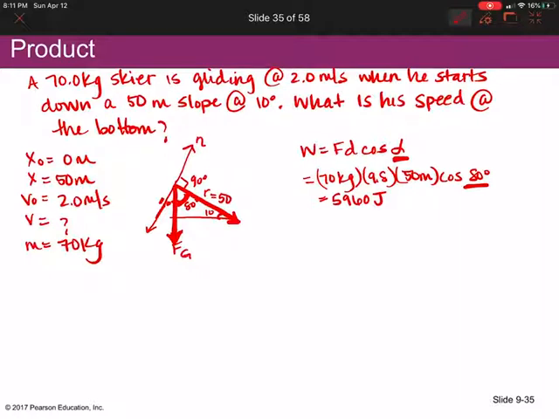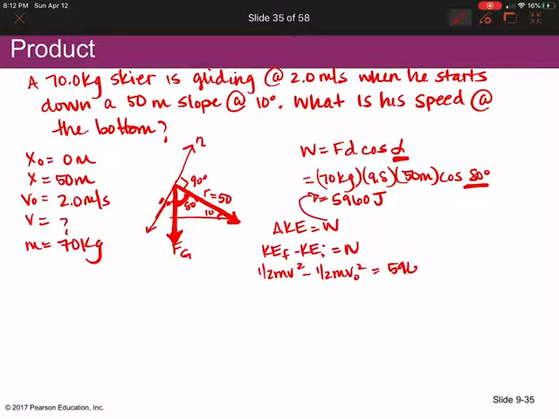Now, we still have to find the speed at the bottom. So we had talked about that the change of kinetic energy is equal to work. We just found work with this 5,960. So you would do final minus initial kinetic energy is equal to work, and then you would solve for the final velocity. So 1/2 mv squared minus 1/2 mv squared is equal to 5,960 joules.